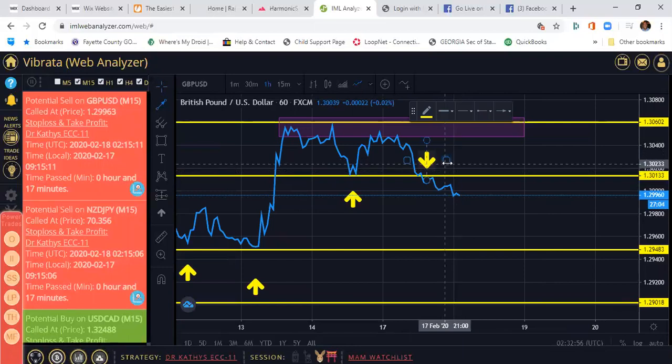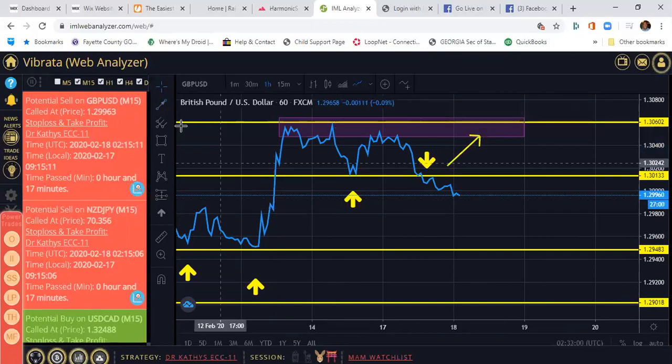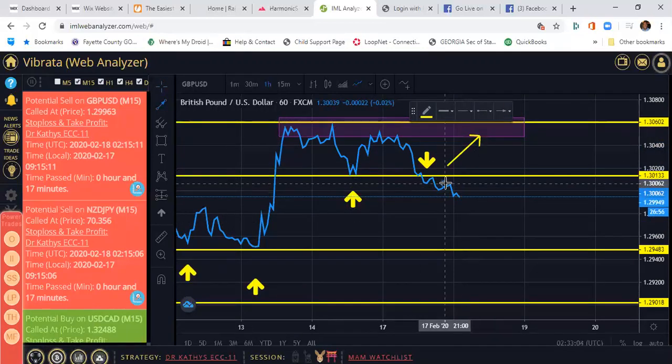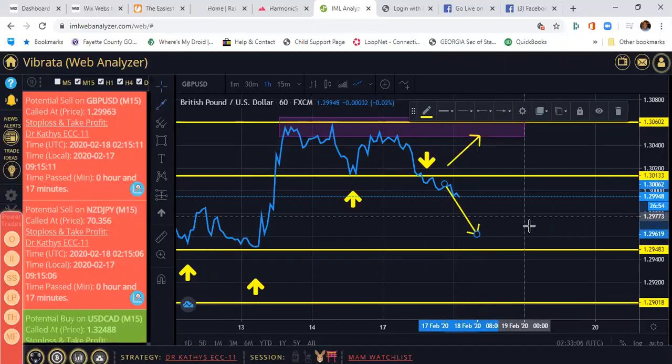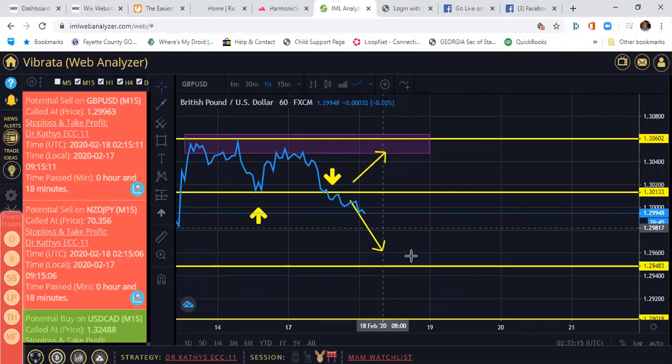It's either going to head back up that way, or guess what? If it doesn't do that, it's going to break through and do what? Head back down this way, right? Or it could consolidate. But if it's consolidating, I don't care because I'm not jumping in a trade. I'm only going to jump in a trade if it goes up or down that way.